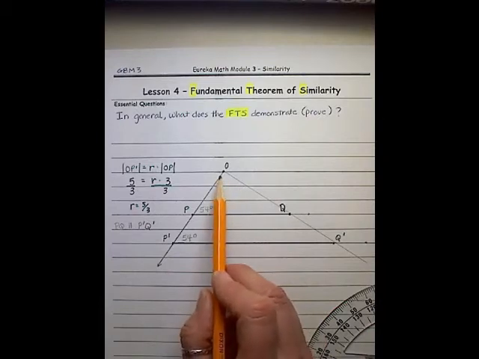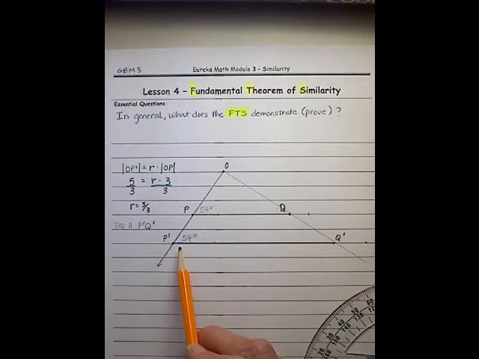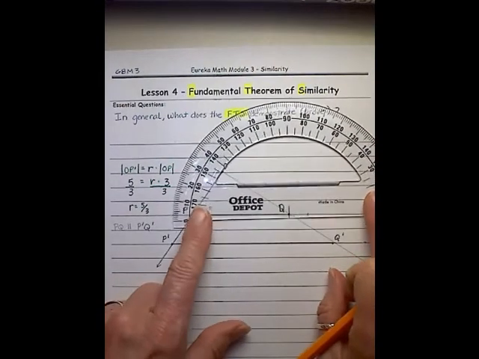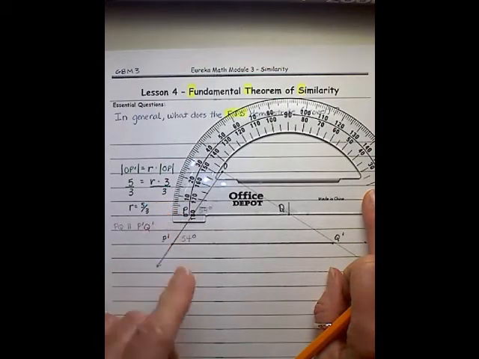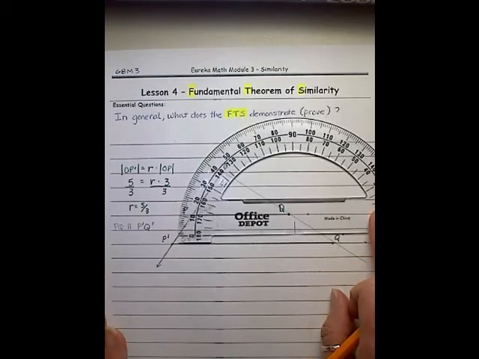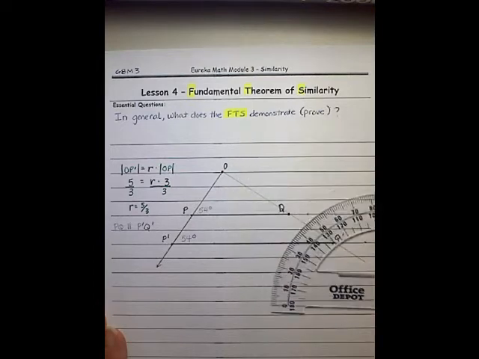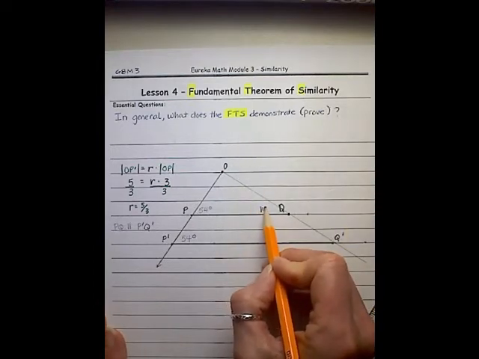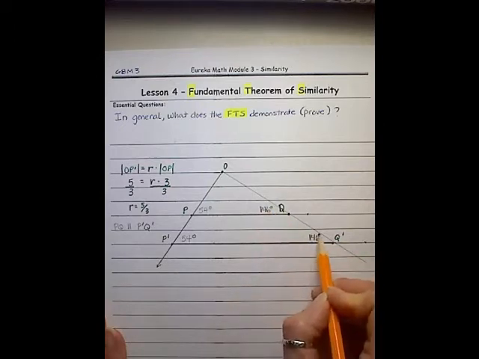Next, let's measure angle OQP and angle OQ'P'. Pause the video and measure your angles, and then resume the video. I have 146 degrees for each one of those. And again, they are congruent.